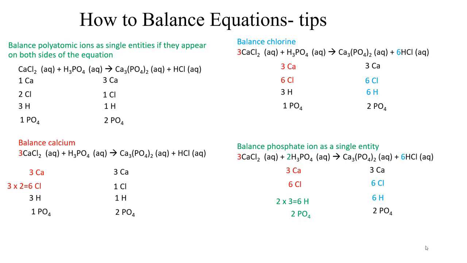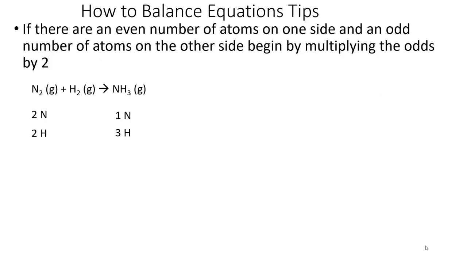So remember tip 1, try to balance the oxygen and hydrogen atoms last. That's really going to help you. And our second tip is to balance the polyatomic ions as a single entity. And our last tip here is if there are an even number of atoms on one side of an equation and an odd number of atoms on the other side, begin by multiplying the odd numbered side with a 2.